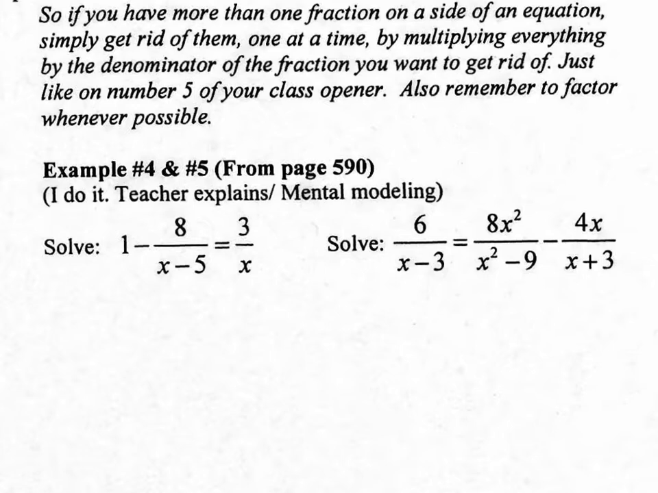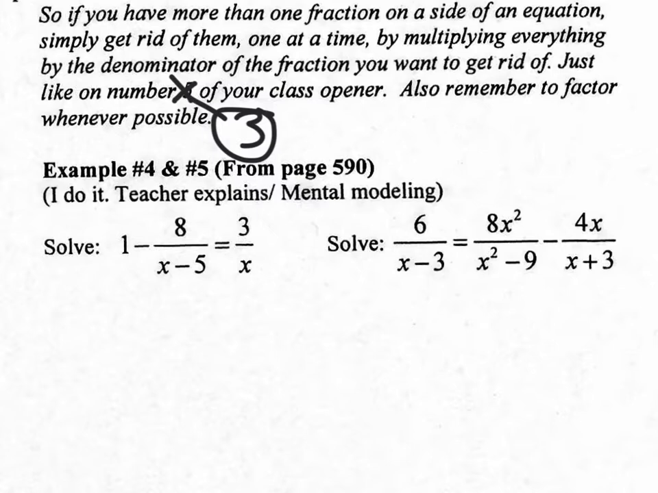Just like, and actually guys, on your notes, change this to a 3. It says number 5 on your class opener. That was a typo. That should be a 3. Okay, so like on number 3 on your class opener, you got rid of the fraction by multiplying everything by the denominator. We're going to do that in this section also.